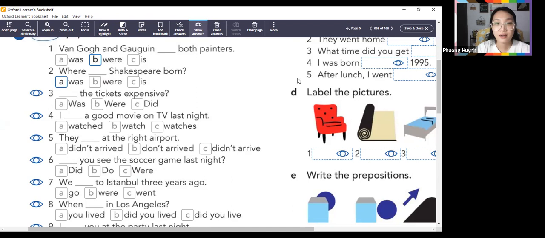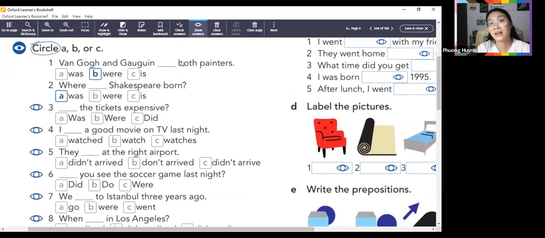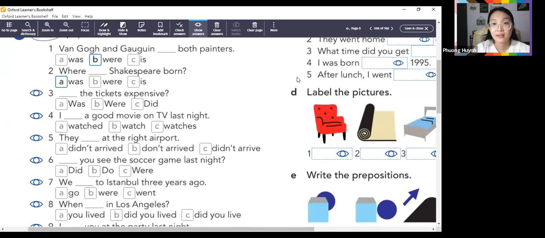Number 3. The ticket's expensive. Can you say was the ticket, were the ticket, or did the ticket? From that, you choose B. From Khánh Trình, you choose A. Alright, so Phong Công Anh, you choose A. Bạn cẩn thận chỗ này dùm cô một chút xíu, hay là ticket này nó có S nè, số nhiều, đúng không? Từ bạn để cô lấy cái viết này.